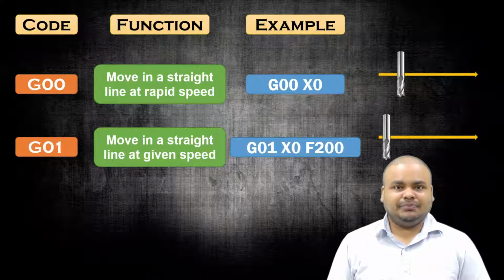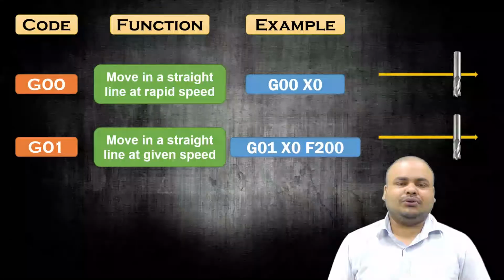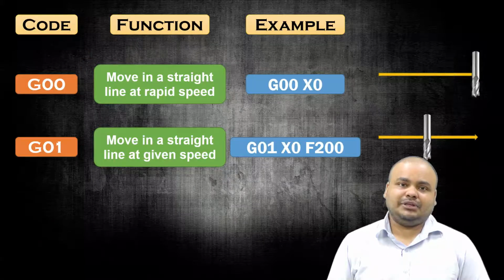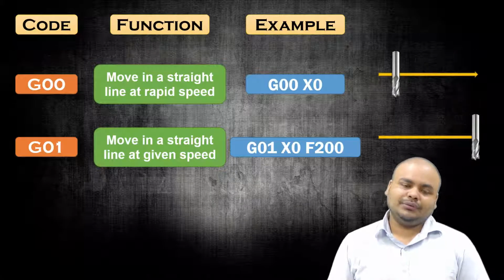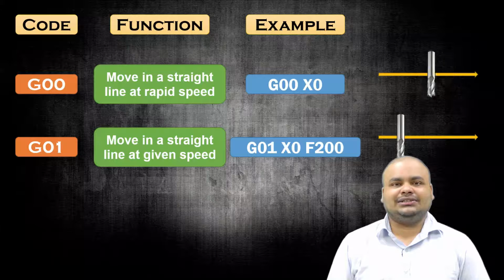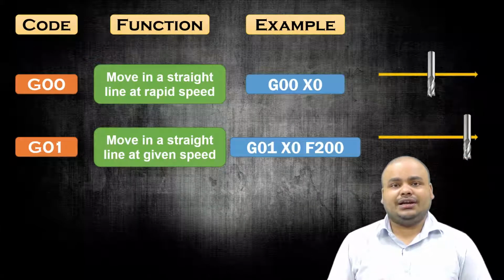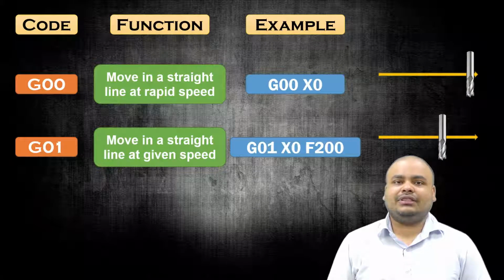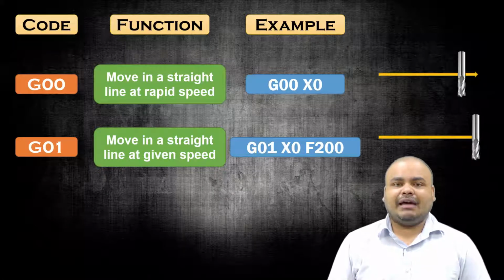At that speed it will move to a particular dimension, that is X0, where we have set our reference point 0. So that is regarding G01, where it moves with a controlled feed, whereas in G00 it will move linearly with the maximum feed, or a rapid feed.